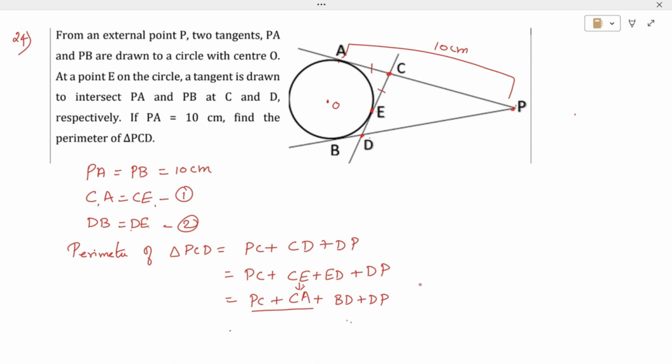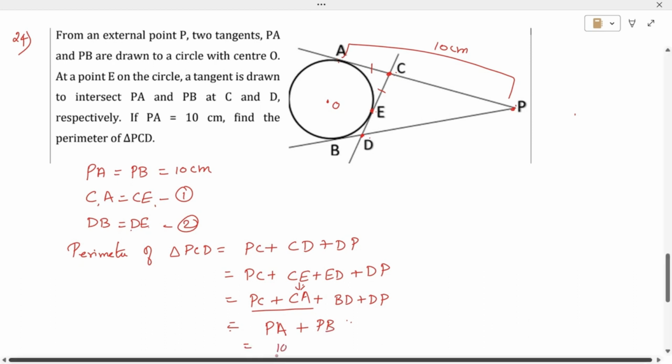What is the length of PC plus CA? It is going to be the overall length of PA, right? Plus, similarly, BD plus DP will be PB. So we already know the lengths of PA and PB, which are given in the question, that is 10 plus 10, which is 20 centimeter. Okay, so this is going to be the perimeter of triangle PCD.